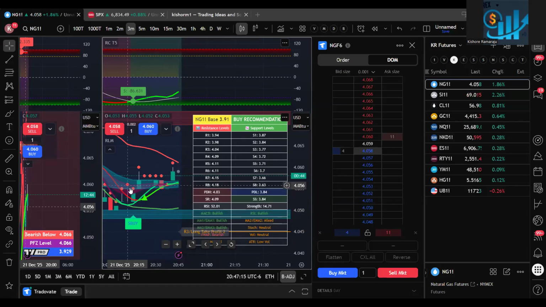So when you get a buy, if the dots are green, if your T5 is green, you have a buy recommendation, then they are the best opportunities.